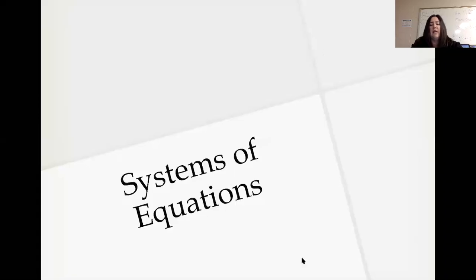Good morning. Today is our first lesson on systems of equations. So the focus of this lesson is really substitution and graphing. The other way to solve is elimination.